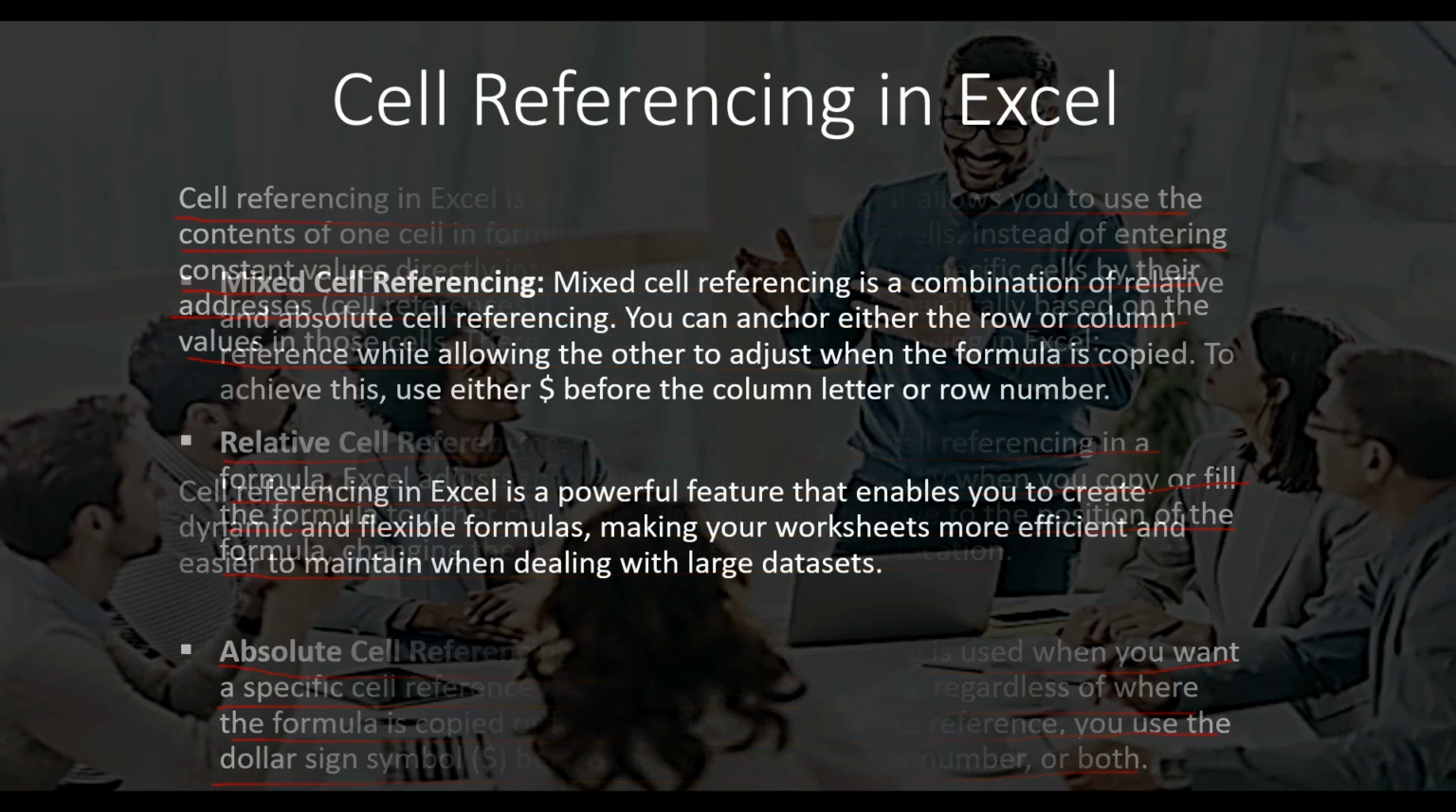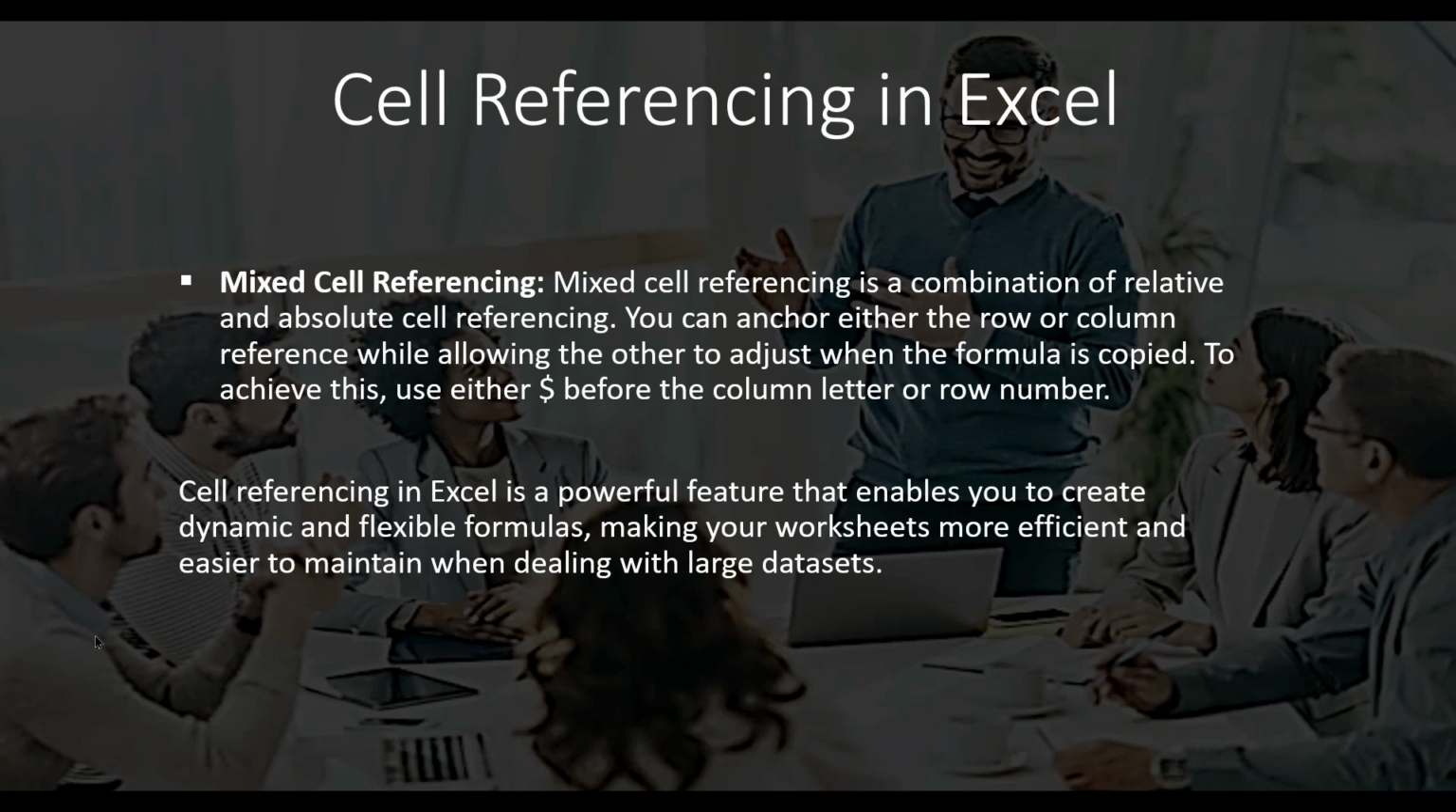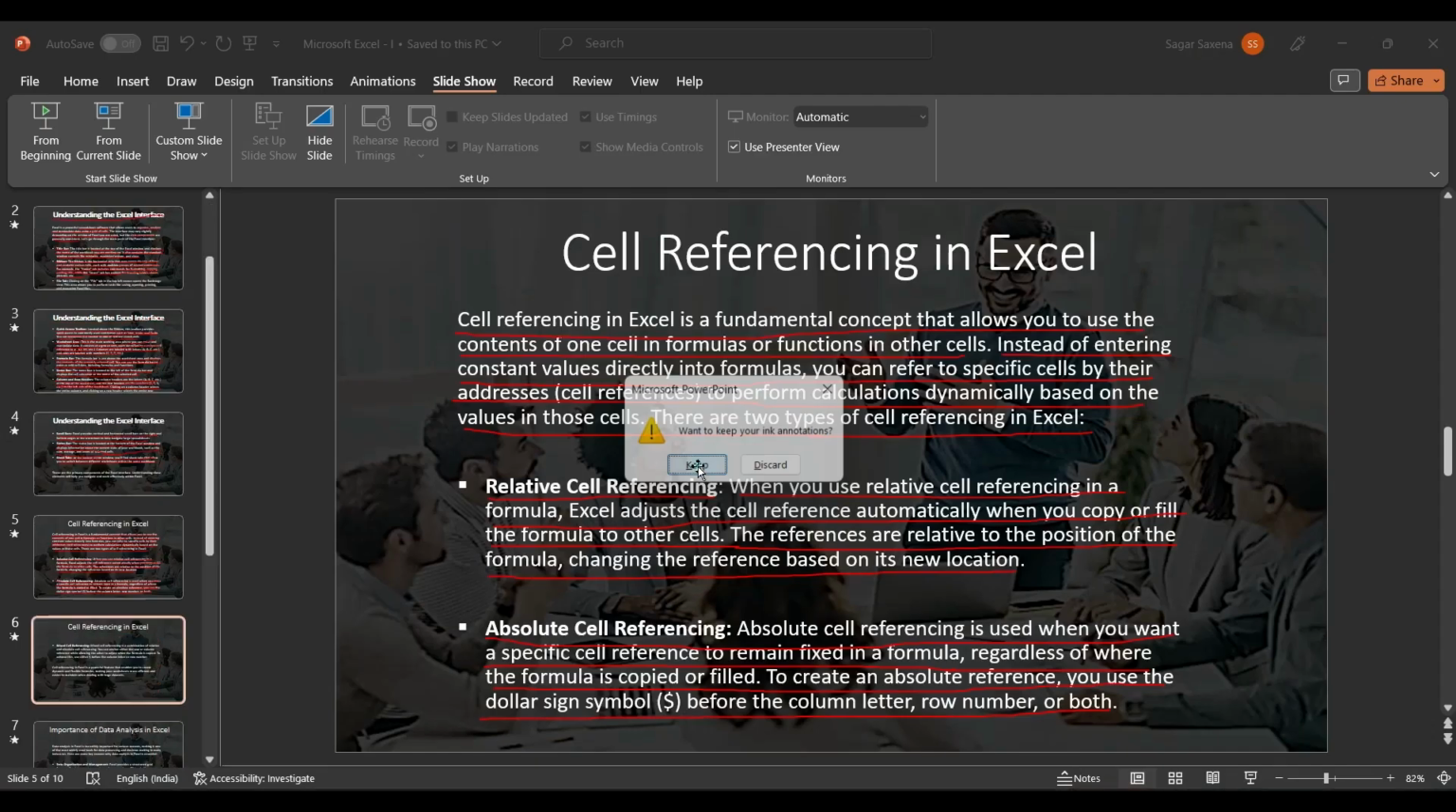Then we have mixed cell referencing. What is mixed cell referencing? It is a combination of relative and absolute cell referencing. You can anchor either the row or column reference while allowing the other to adjust when the formula is copied. To achieve this, use a dollar sign before either the column letter or row number. This is as simple as what we discussed in absolute referencing. I will show you.